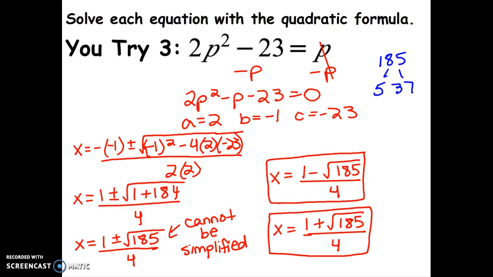All right, so this is what you should have gotten for this problem. So you should have worked through it the exact same way that we did the last one, except you did have to solve the equation first. Okay. Once you got down to here, we saw that this 185 could not be simplified because here we have 2 prime numbers. Okay. So we just had to simply leave it as square root 185. And so here are our 2 answers.